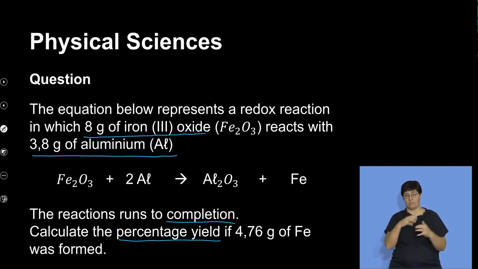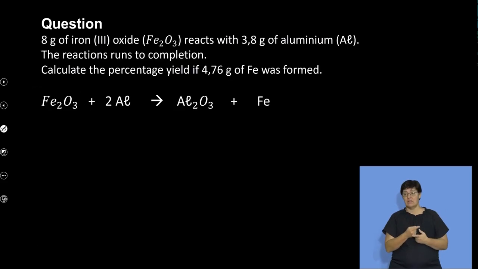Right. So first things first, the equation of reaction is balanced for us. So the stoichiometric ratio in which these react is that 1 mole of iron 3 oxide reacts with 2 moles of aluminium to give us a mole of aluminium oxide and a mole of iron. So the stoichiometric ratio, in short, is 1:2:1:1. Right. Now let's ask ourselves, in 3.8 grams of aluminium, how many moles are present?